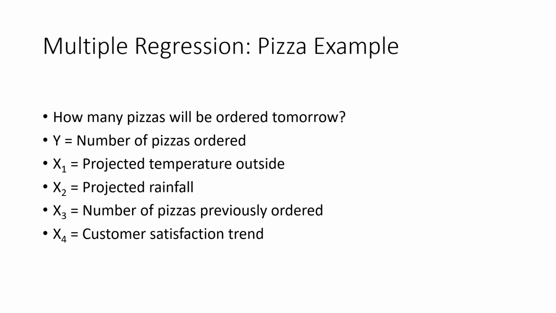The number of pizzas previously ordered would be a good indication of future orders. And lastly, the customer satisfaction trends. You're looking at how satisfied your customers were in the past and then projecting that into the future. And what you're doing here is you're taking all of these predictors and adding them together in order to provide a super estimate of Y, the number of pizzas ordered, that should be better than if you were to take each one of these predictors individually and predict Y.